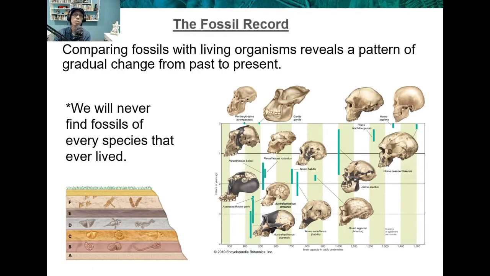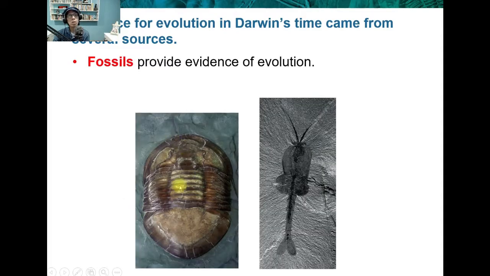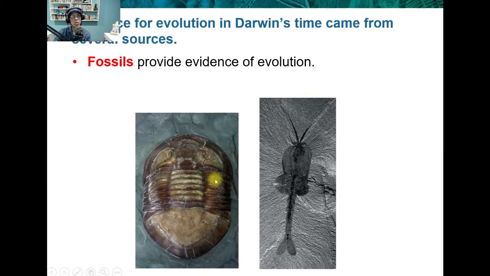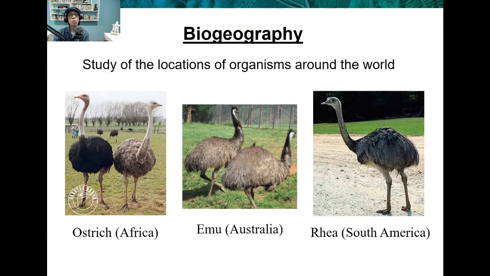Alright, tuloy. So what is a fossil, by the way? A fossil is like an evidence of organisms that lived in the past. Evidence for evolution in Darwin's time came from several sources. So these are actual fossils recovered or discovered by paleontologists or the experts in fossils. Yung sinasabi natin kanina, fossils in older layers are more primitive or older than those in the upper layers. Ito siya. Okay, tuloy tayo.